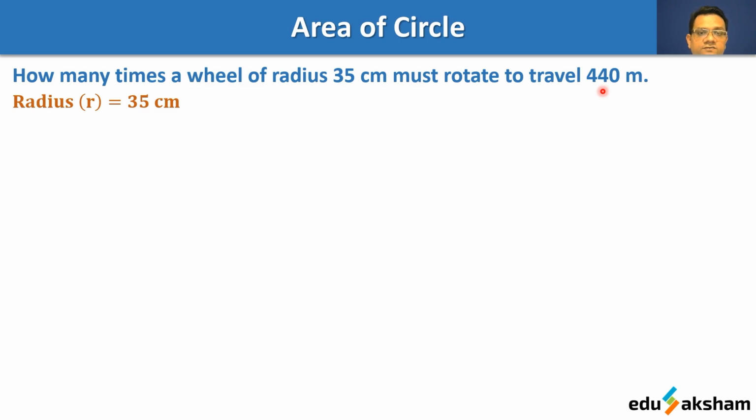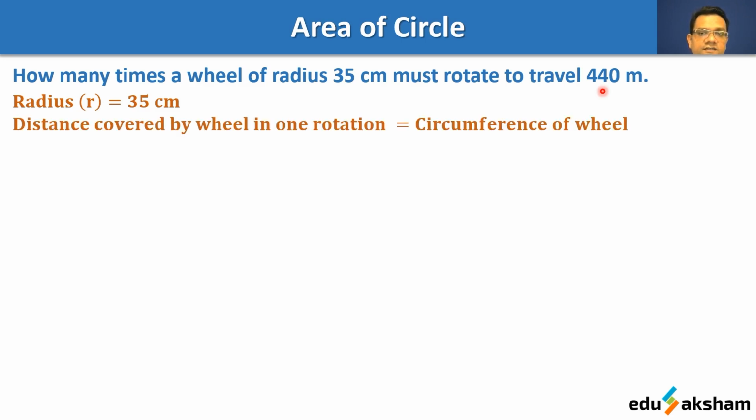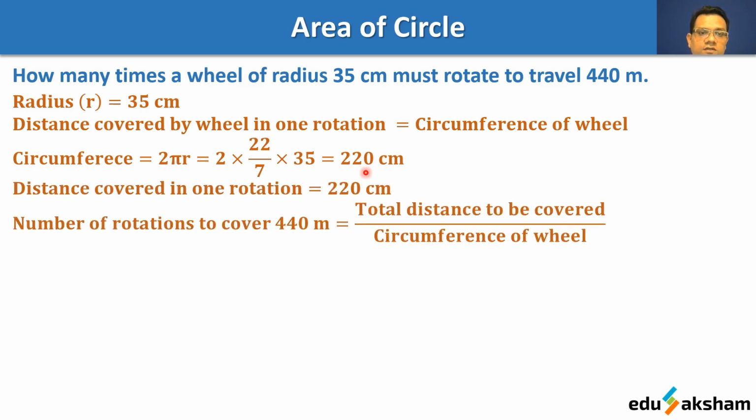So let us find the circumference first. Radius is 35 centimeter. Distance covered in one rotation is equal to 2 pi r, which solving we get 220 centimeter, right? So this is the distance covered in one rotation. So number of rotation required to cover 440 meter is equal to total distance to be covered divided by circumference of the wheel. Solving, we get 440 by 220 centimeter.